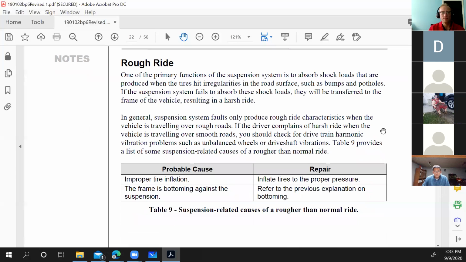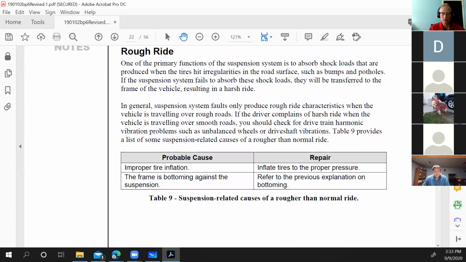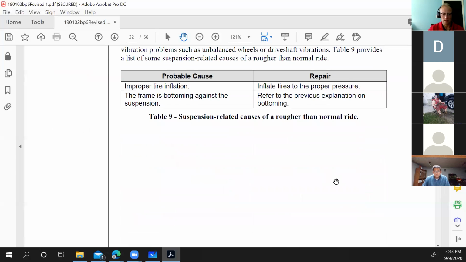What can cause a rough ride? Frame is bottoming or improper tire inflation. So rough ride is probably one of the things you'll hear about most. The complaints you'll get when it comes to this is, I can't control it and I have a really rough ride. That's typically what you're going to hear when it comes to these.